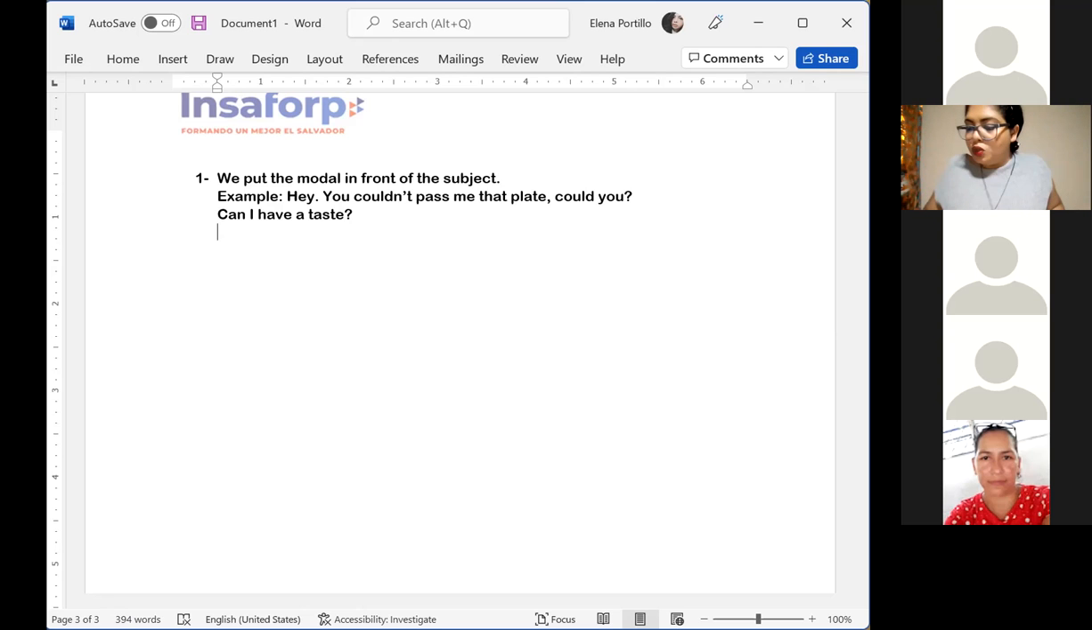Modals do not change in the third person singular form in the present simple. In this case, we are not going to use the rule of the third person singular when we are using the present. Because we know that in simple present, we have this rule to write the verbs. But in this case, we are not talking about the whole list of verbs. We are talking about the auxiliary verbs.